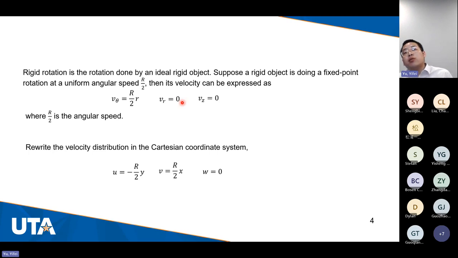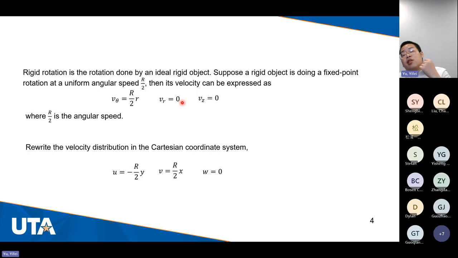So we can go back to what is the rigid rotation. So rigid rotation is the rotation done by an ideal rigid object. So here we can suppose the simplest rigid rotation, fixed point rotation. So we can suppose some object is doing a fixed angular speed, fixed point rotation. So the rotational speed is proportional to the radius. It's R over 2 times r.